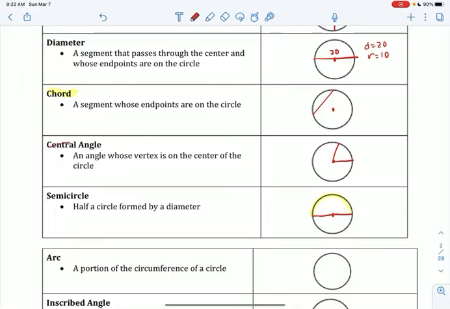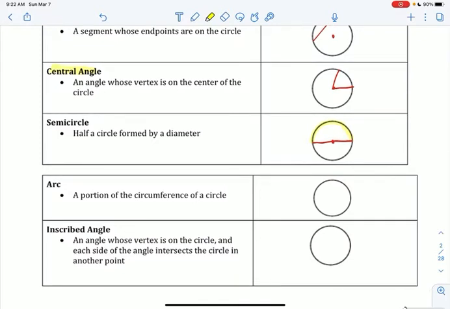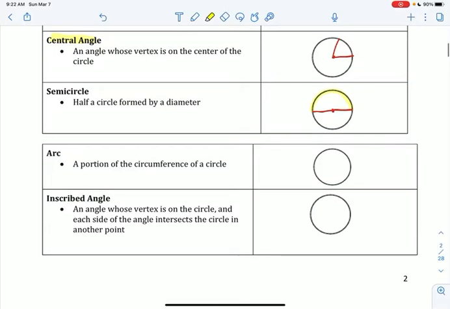I'm going to highlight central angle, because that's a new one also. All right, so chord's a new word, central angle's a new word. Semicircle you should already be familiar with. Arc. Arc is going to be a new word also, and inscribed angle is a new word. So an arc is just a portion of the circumference of the circle. So you guys know that the circumference of the circle is like the perimeter. It's the distance all the way around the circle.